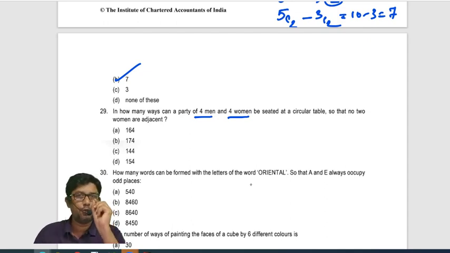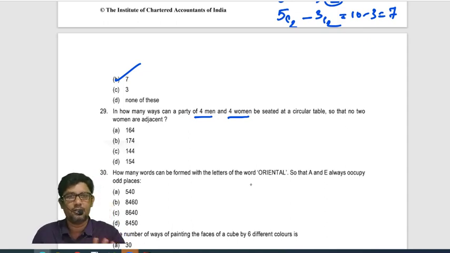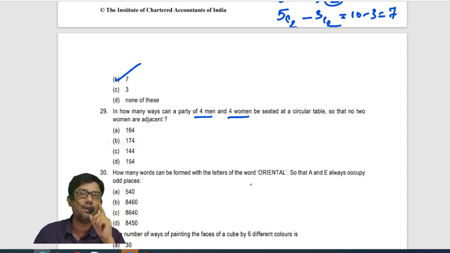Because sometimes you should know when to say no. Don't try to attend each and every question. It is actually a waste of time. Please understand this. If you keep on trying each and every question, it will kill your time.